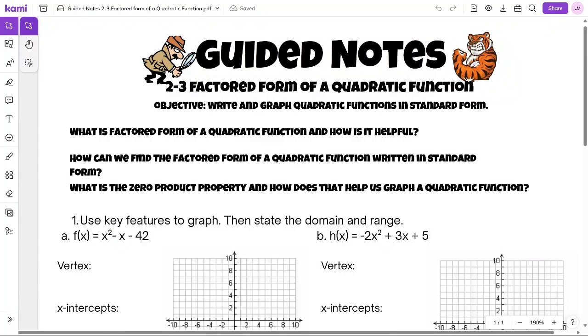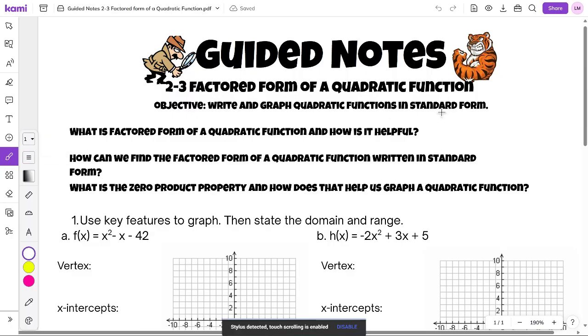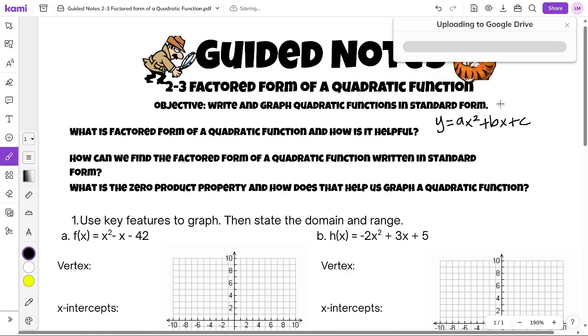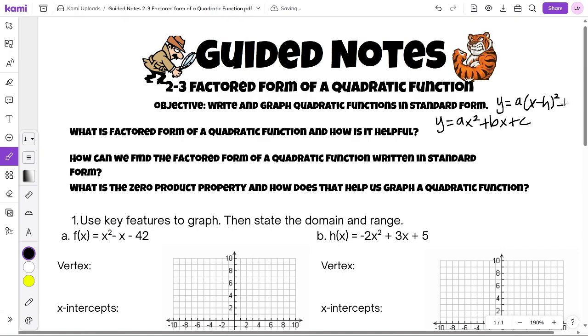So we are going to look at 2-3 factored form of a quadratic function. Just a reminder, when we talk about a quadratic function, we are talking about a function that's in the form y equals ax squared plus bx plus c, or we also have vertex form y equals a times x minus h squared plus k. But the point is that x is squared.